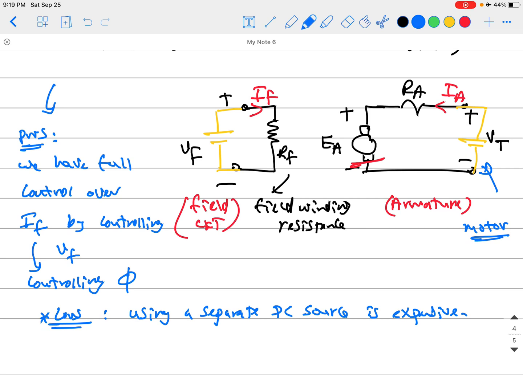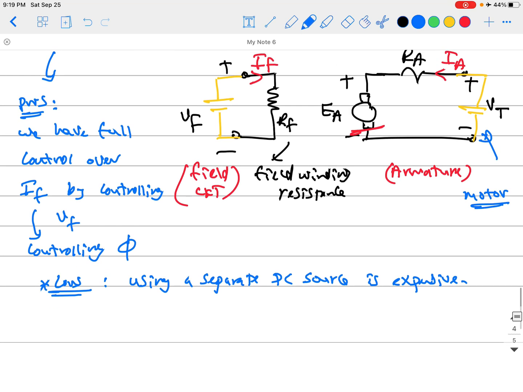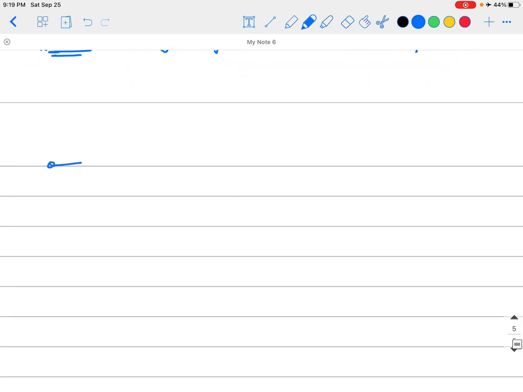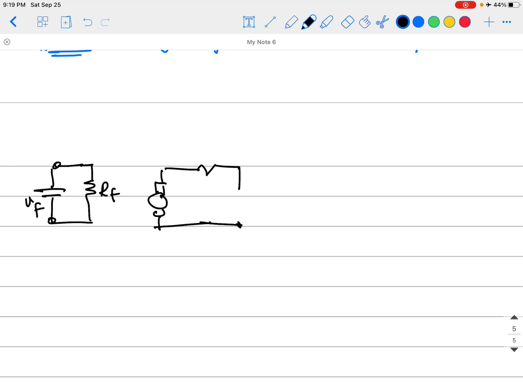We get induced voltage because that's a generator, rather than applying a source to it. Okay guys, so you know this. Let me draw it for you. If it is a motor, it will be just the field winding RF, and we have VF like this. And if it is a motor, you will have the armature circuit just like this. You have another voltage source here, that is the terminal of the machine, and that is our armature, E armature, and you have the current going inside the machine because that's a motor.